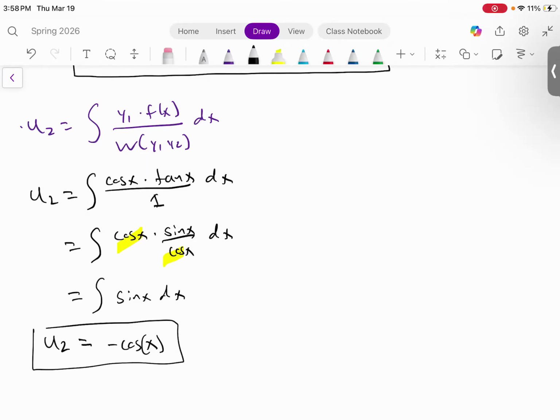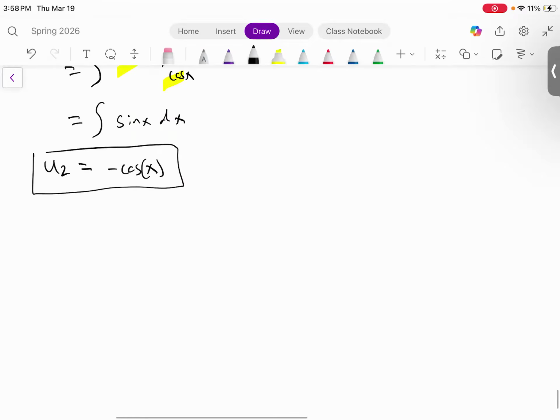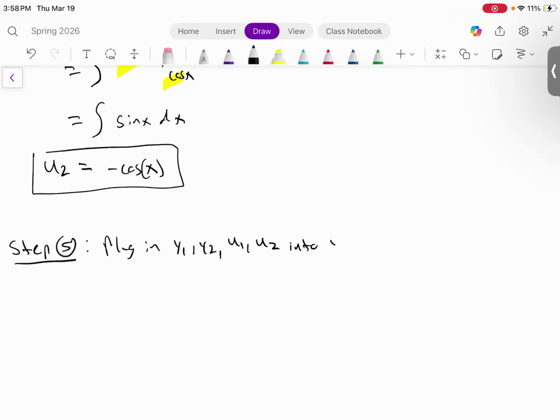Okay, so we got u1 and u2. Let's move on to putting this all together into our particular solution. So here we go. Step 5, plug in y1, y2, u1, and u2 into the particular solution. So remember, our guess is always u1 y1 plus u2 y2.